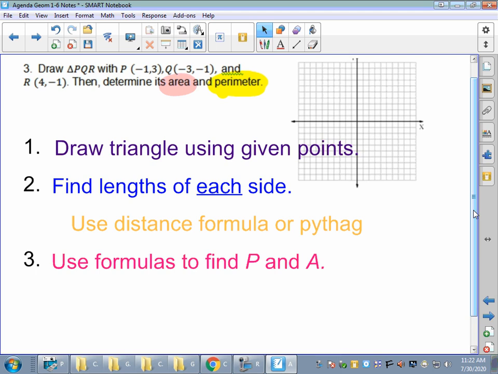That is it for section 1.6. I know there's another example. We'll skip over that one.